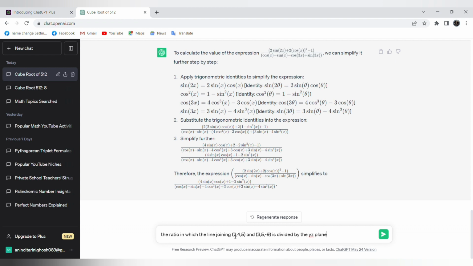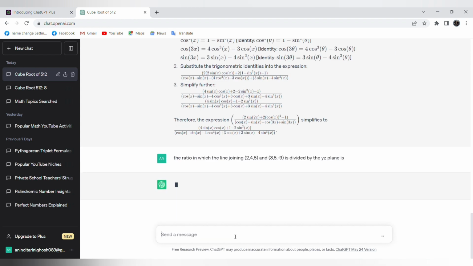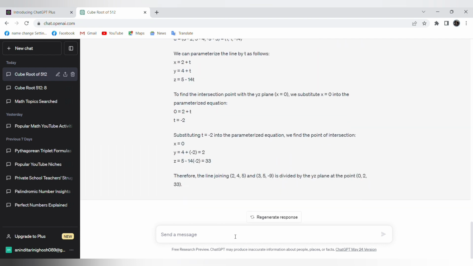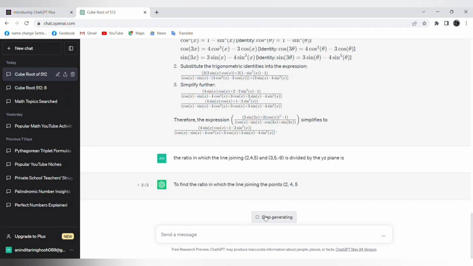Z plane. So let me see whether it gives the right answer or not. At the point 0, 2, 3. But the ratio, they have not given the ratio. Let me regenerate the response.